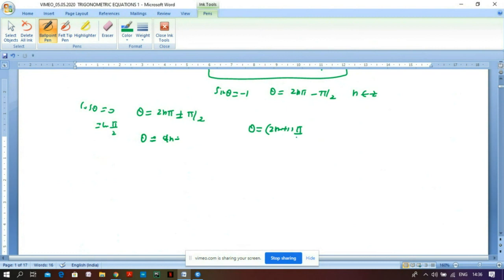2m plus 1 pi over 2. Why can we write like this? Because we can again take cases and we will get that theta is (2m plus 1) pi by 2. Means if cos theta is 0, then I don't care. I can just write like this.